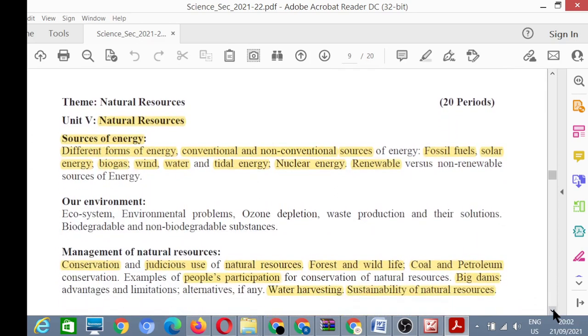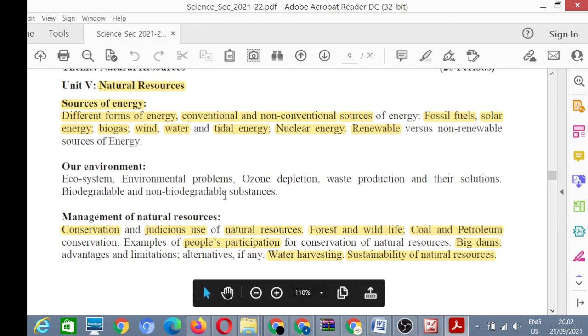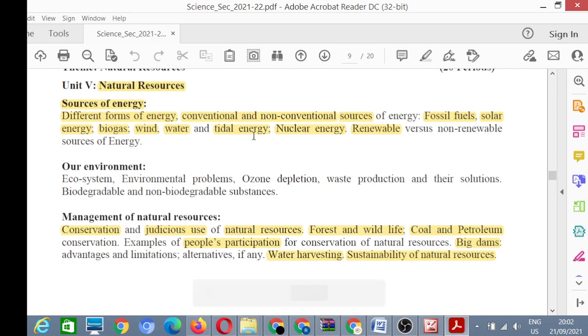Now unit number 5, natural resources. It is related to environment, or environmental capacity, you can say, sources of energy. Then what is source of energy? Now different forms of energy. What are different forms of energy? Conventional and non-conventional types of energy. For example, coal is a conventional energy source. Then solar energy is non-conventional type of energy.